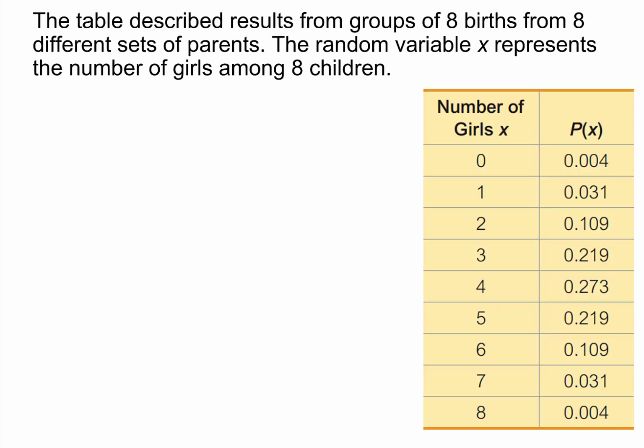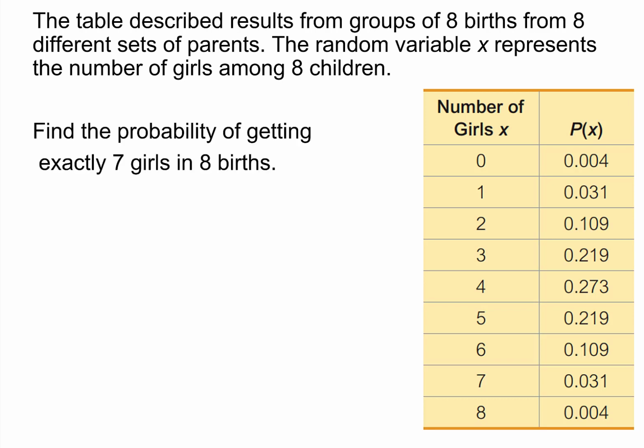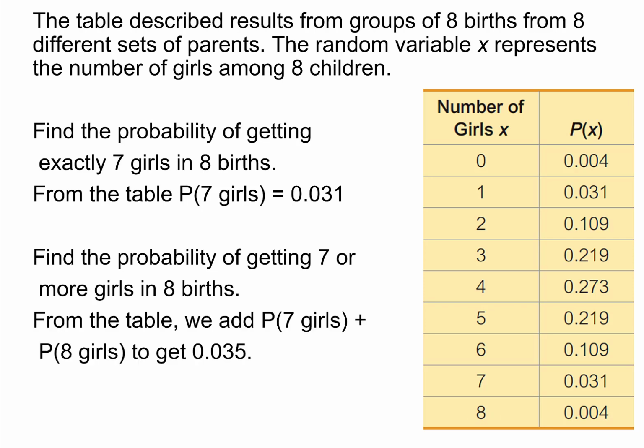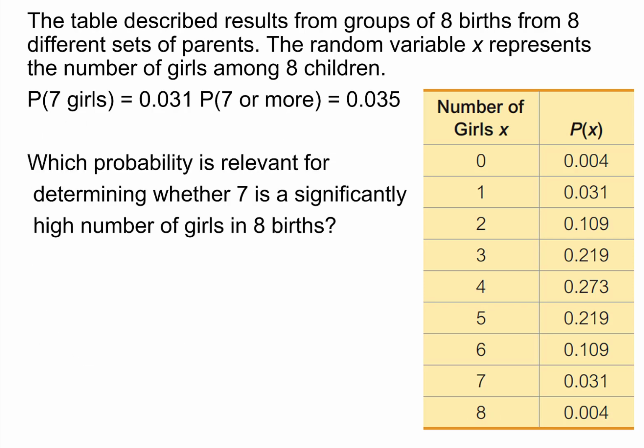The table describes results from groups of 8 births from 8 different sets of parents. The random variable X represents the number of girls among the 8 children. Find the probability of getting exactly 7 girls in 8 births. So we just read that right off of the table. Right here we see the probability of 7 girls is 0.031. Find the probability of getting 7 or more. 7 or more would be 7 or 8, so I've gone ahead and added these 2 probabilities together and I get 0.035.